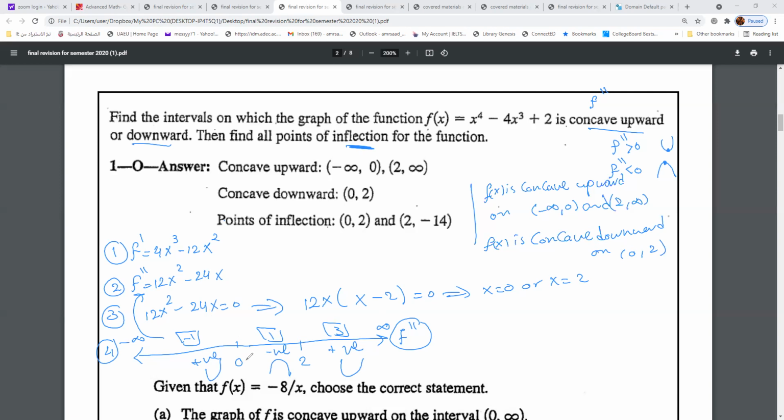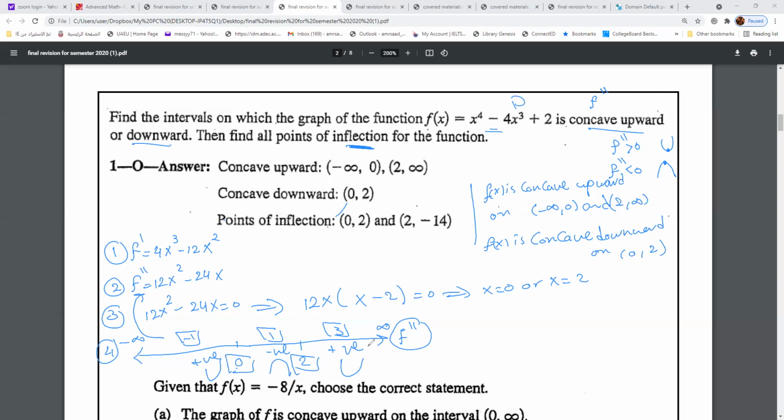At the values of x equals 0 and 2, the function changes its concavity. First, at 0 and 2, is the function defined? Yes, since the domain of this function is all real numbers. Second step, at 0 and 2, the second derivative equals 0. Third step, at x equals 0 and 2, the function changes its concavity: at 0, from upward to downward, and at 2, from downward to upward.